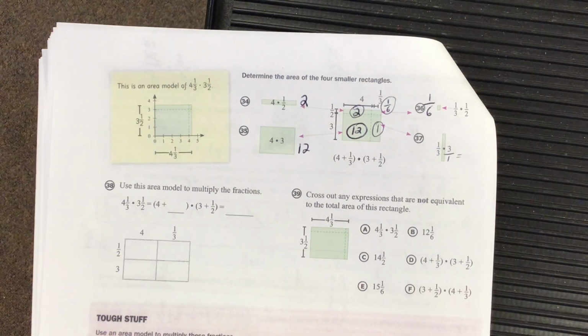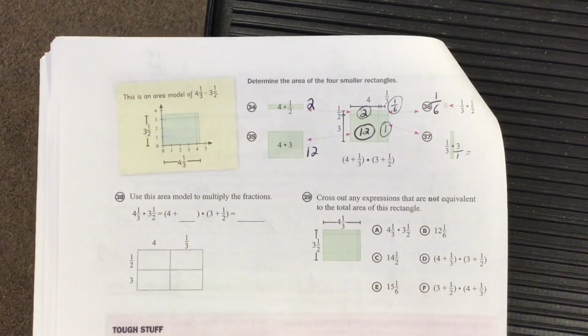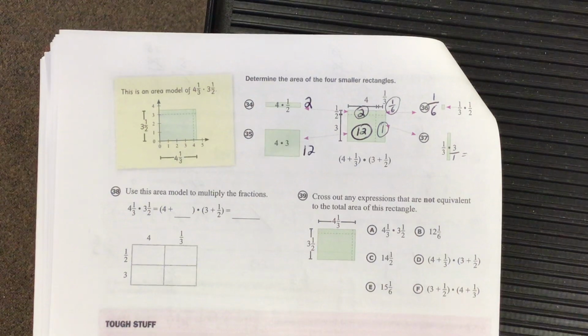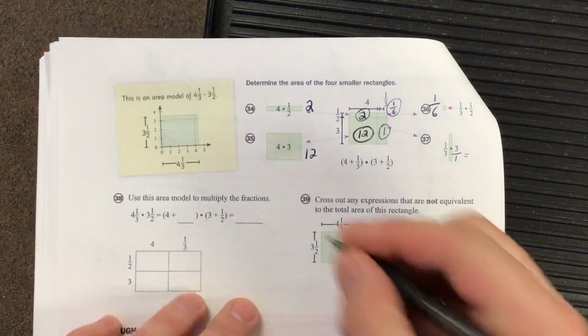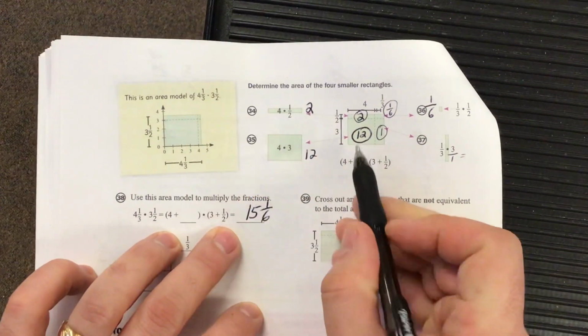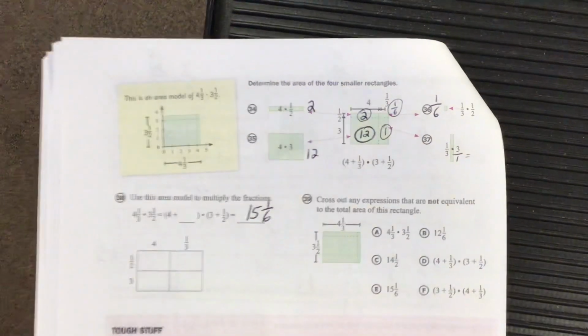All right, so what's the total? 12, 2, 1, 1 6. 13 and 1 6. 14 and 1 6. My bad. 15 and 1 6. Wait, what were the numbers? 12, 2, 1, and 1 6. Oh, yeah, that does add up. Okay, my bad.